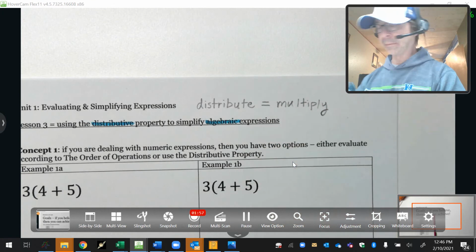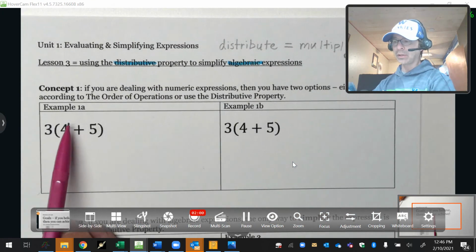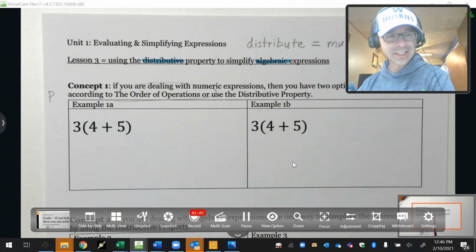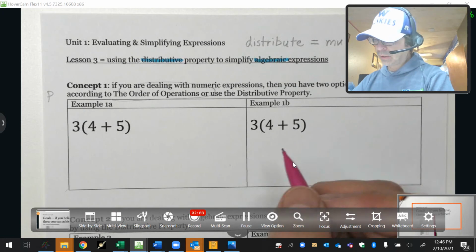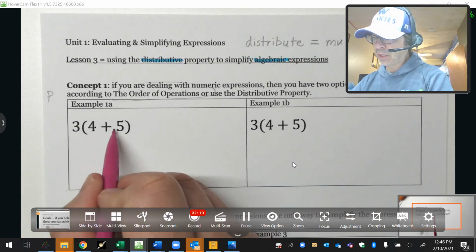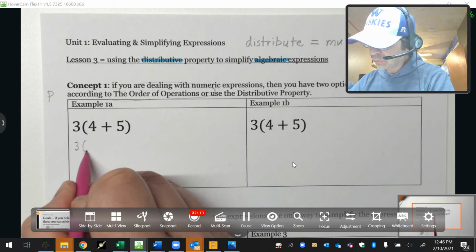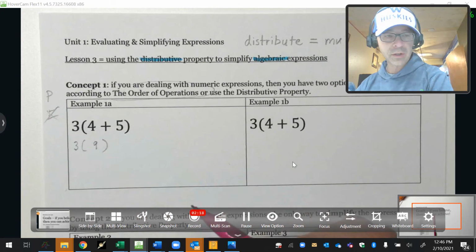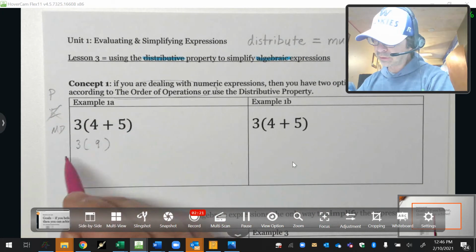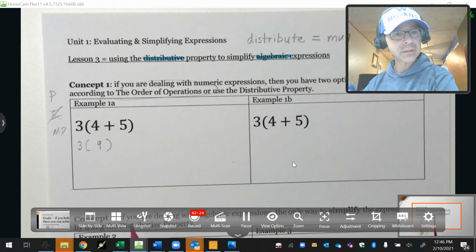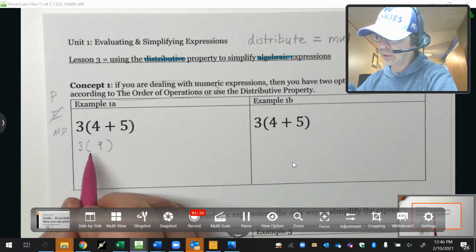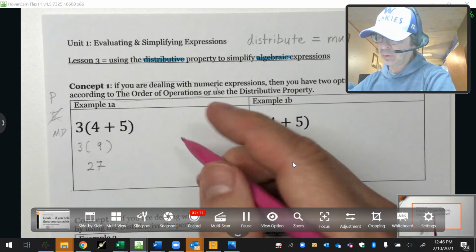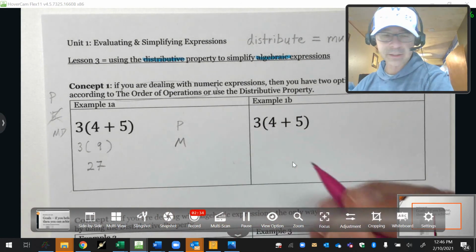Multiply. Okay, so I'm going to do this one according to the order of operations, which is PEMDAS. It says do what's inside the parentheses first. So inside the parentheses we have 4 plus 5. You do that first. Bam. And then there are no exponents. Move on to the next thing, which is multiplying and dividing. There is multiplying. This means 3 times 9, right? Parentheses means multiply. So 3 times 9 is 27. Bam. Done. 2 steps. We did what's inside the parentheses first, multiply second.